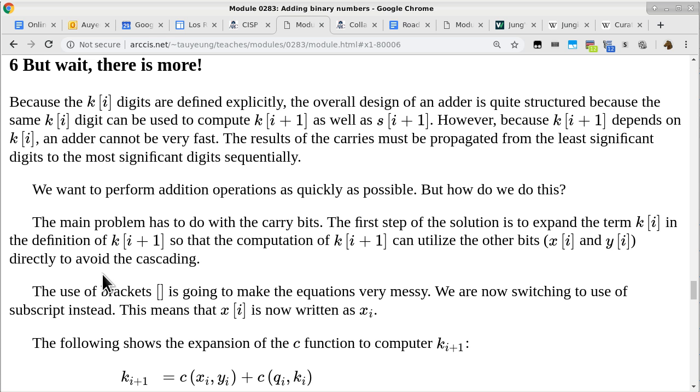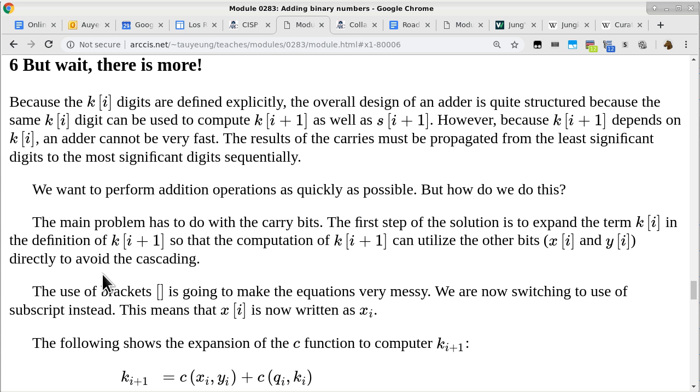The problem with the previous slides is, in order to calculate your K of 6, for example, it needs K 5. But in order to calculate K 5, it needs K 4. K 4 depends on K 3. K 3 depends on K. So you have a linear dependency, which means if you want to double the size of your adder, instead of adding a 32-bit number, you want to add a 64-bit number, it's going to take twice as long. And that is not acceptable. It's just too slow to do it this way. So what can we possibly do to fix that problem? Section six is about that.